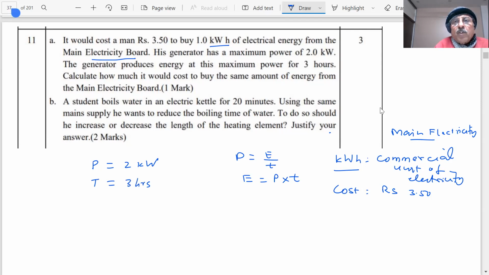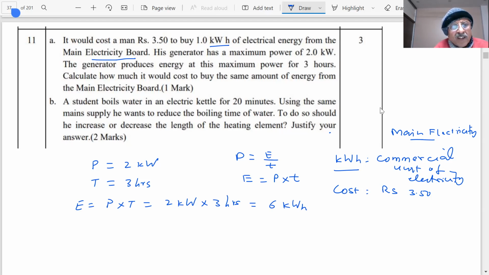Calculate how much it would cost to buy the same amount of energy from the main electric board. So what is the electrical energy, student? Here P into T. How much? 2 kilowatt and 3 hours. So how much does it become? 6 kilowatt hours. So the total energy is 6 kilowatt hour, which is the commercial unit of electricity.